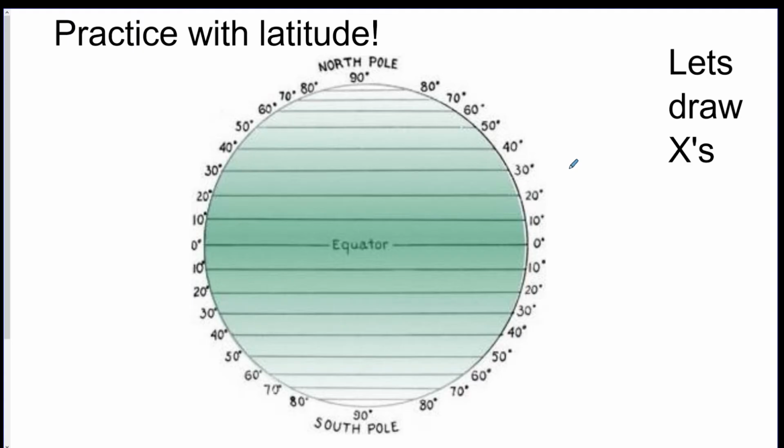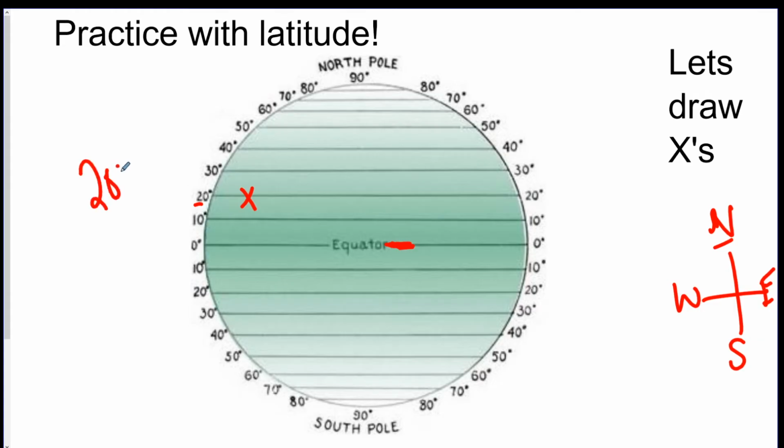Okay, so we're going to draw some X's. I'm going to do a couple of examples, and then you're going to do a couple of examples. So if I put an X here, I would say this is how many degrees north or south of the equator. So first we find the equator, which is here, and then we ask, is this X north or south? Here's your compass cheat sheet. Is this X north of the line I just drew or south? Well, it's north. It's above it. And then you ask, how many degrees north? Well, look, it's 20 degrees. So this X is 20 degrees north.